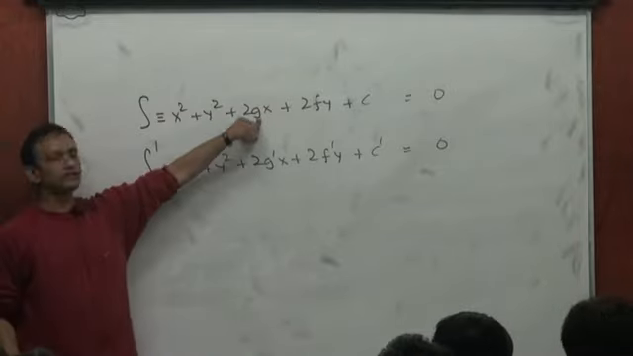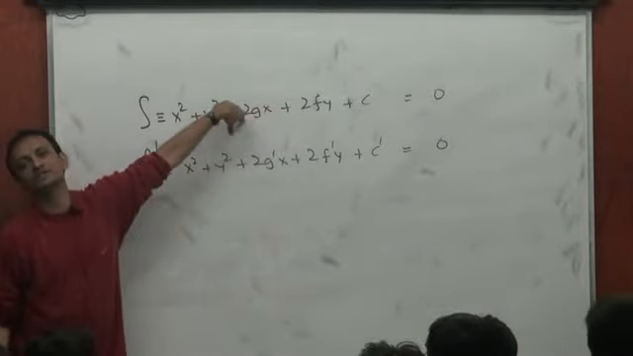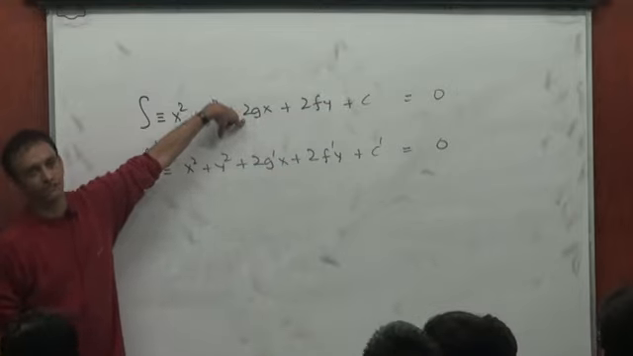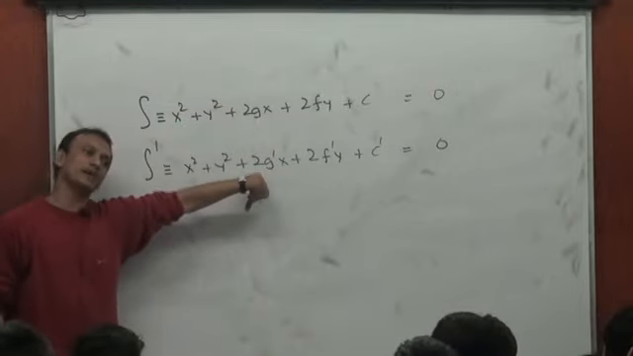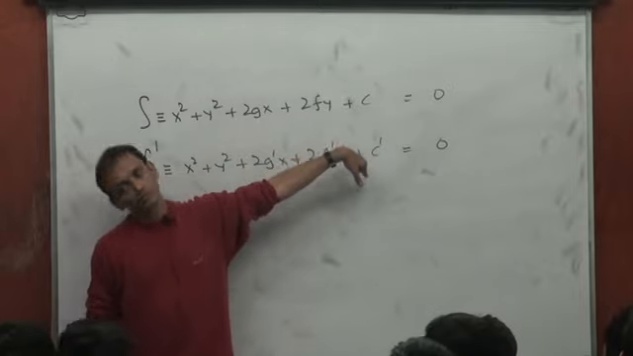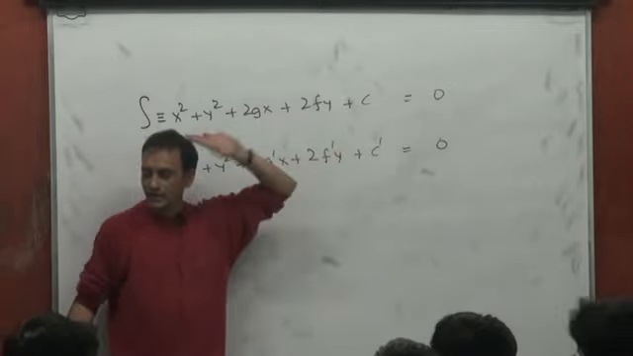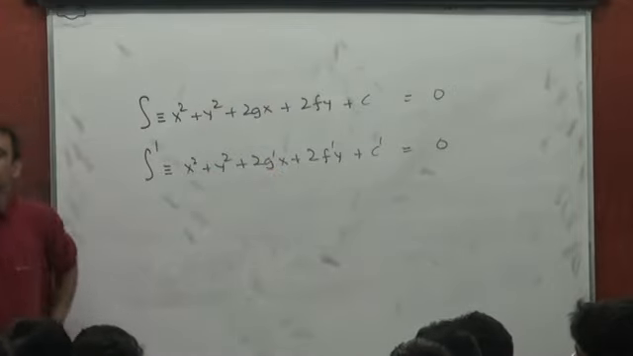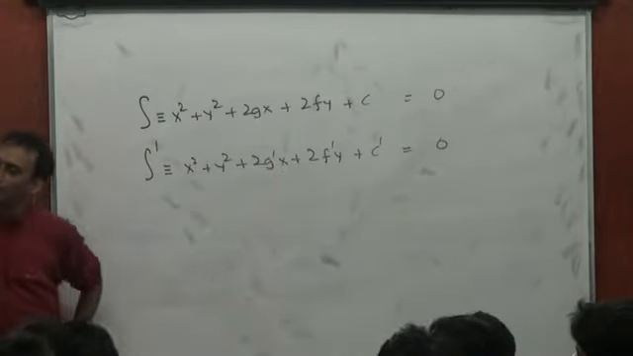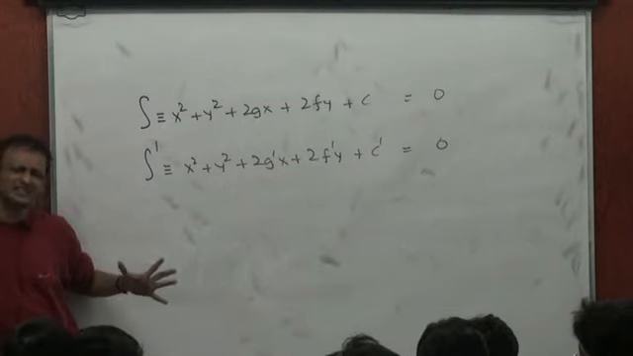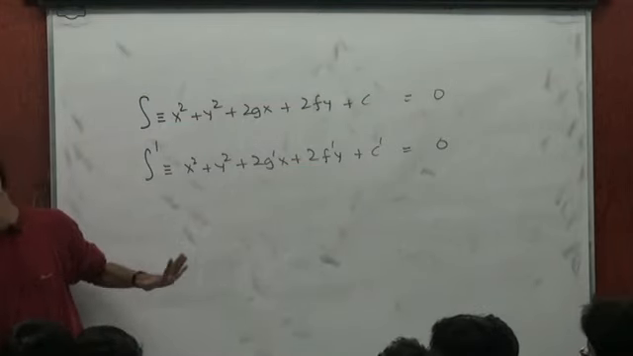The center of the circle is minus g, minus f. The radius of the circle is root of g square plus f square minus c. The center of this circle is minus g prime, minus f prime, and root of g prime squared plus f prime squared minus c prime is the radius of this circle, right? And let's say these circles intersect at real points, not necessarily distinct.